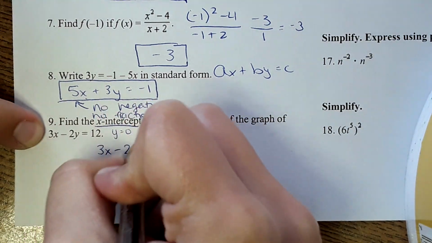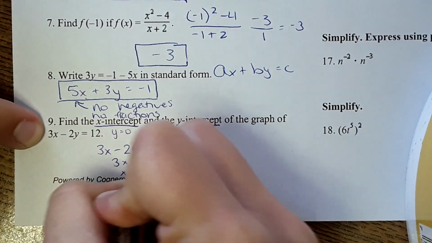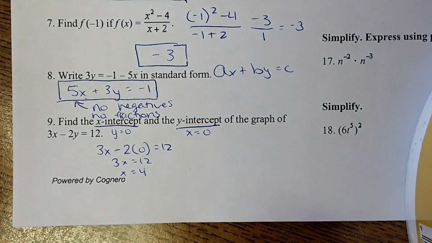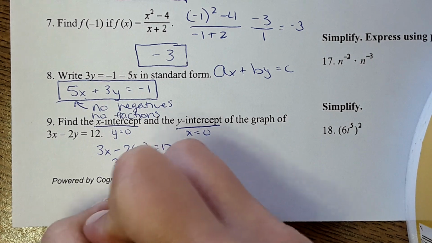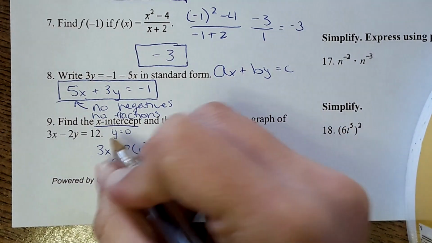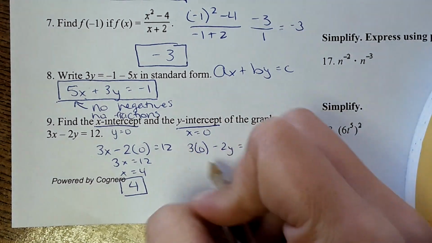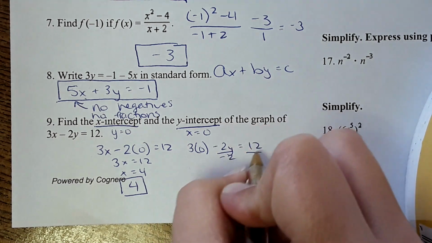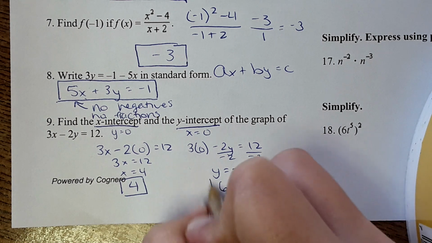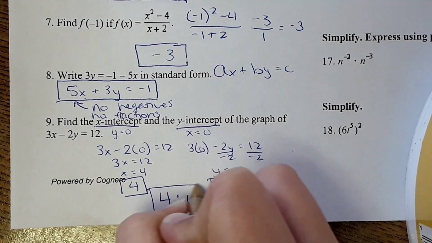3x minus 2 times 0 equals 12. So 3x equals 12 and x equals 4. So your x-intercept would then be 4. And then for the y-intercept, you plug in 0 for x: 3 times 0 minus 2y equals 12, and y equals negative 6. So the answer would just be (4, 0) and (0, negative 6).